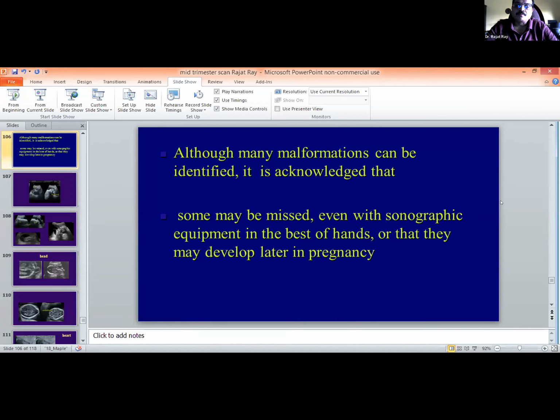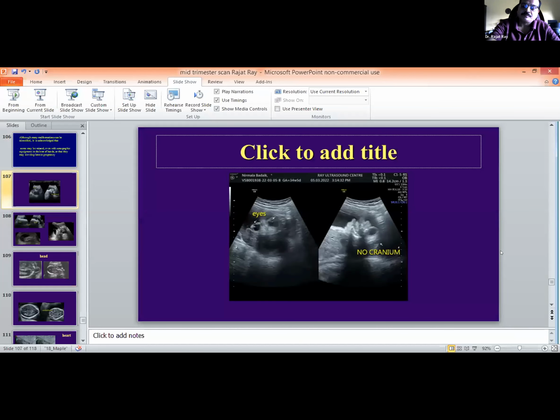So, although many malformations can be identified, it is acknowledged that some may be missed even with the sonographic equipment in the best of hands, or that they may develop later in pregnancy. So you should also tell the patient about this fact.